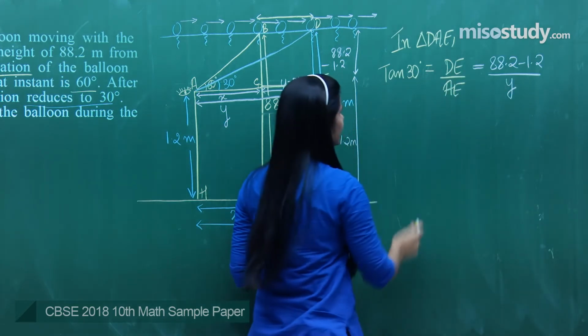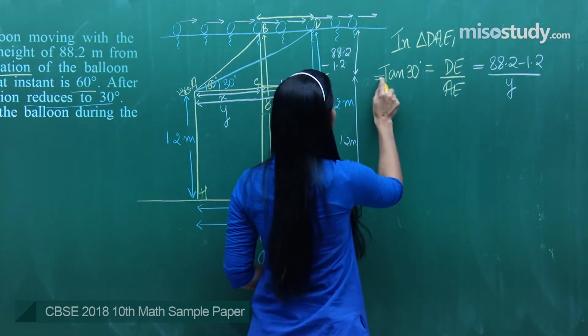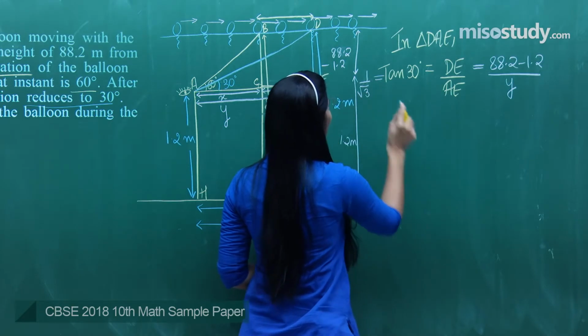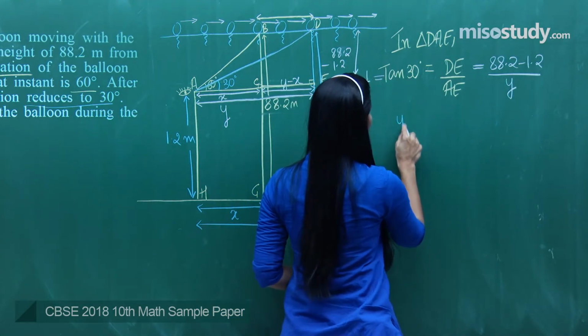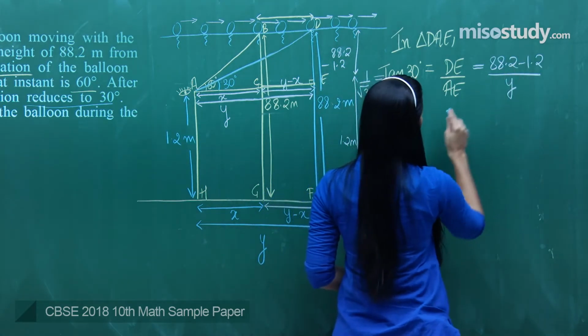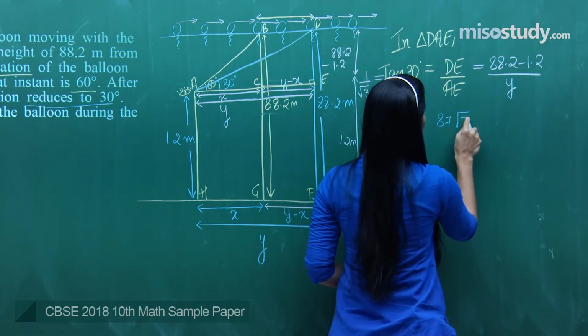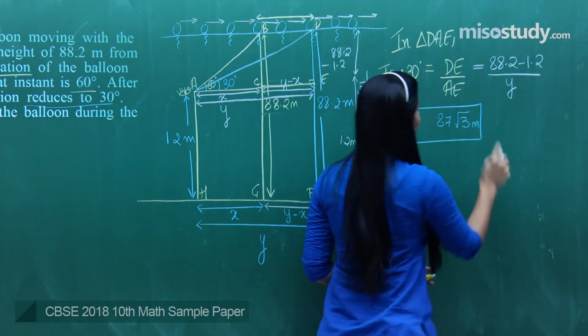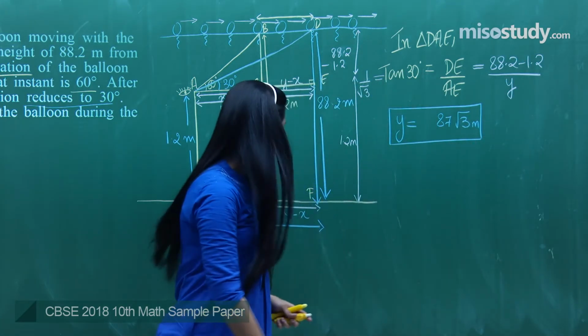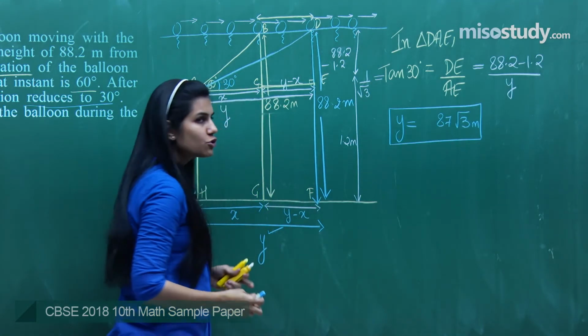And what is tan 30? Tan 30 is 1 by root 3. That means from here you can compute y. Your y comes out to be equal to 87 root 3 meters. Y you have come to know. Next is to find x.